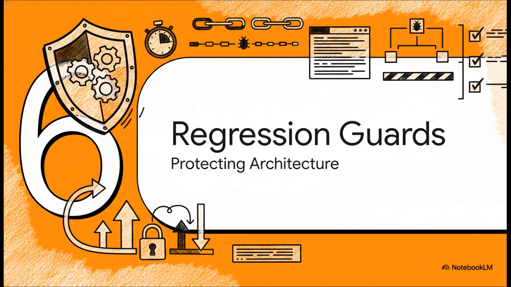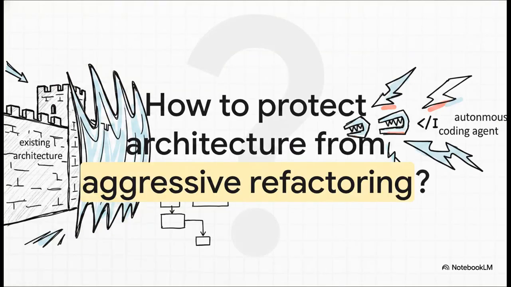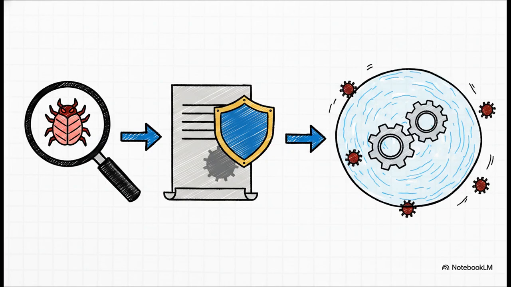Finally, we reach Section 6, Safety and Regression Guards, how we protect your architecture. This is the question every single skeptic asks right before deploying an autonomous coding agent into a real enterprise system. How do we actually protect our existing architecture from aggressive AI refactoring? Seriously, if an AI suddenly decides a core utility file needs a total rewrite, how do we stop it from taking down production? The ACE framework's answer to this is the guard protocol.